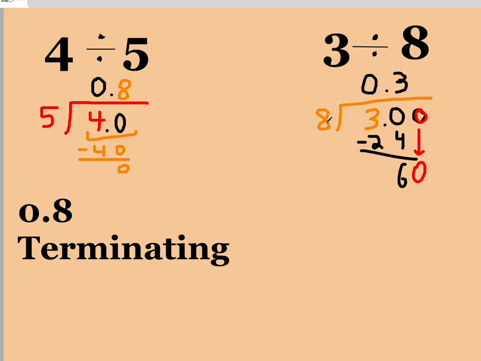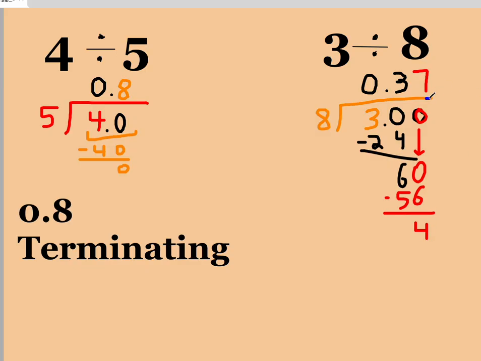Okay? 8 into 60, so 8 times 5 is 40. 8 times 6 is 48. 8 times 7 is 56. And 8 times 8 is 64, so it's got to be 7. So I get 56, and then I'll subtract. I get 4 is my difference.